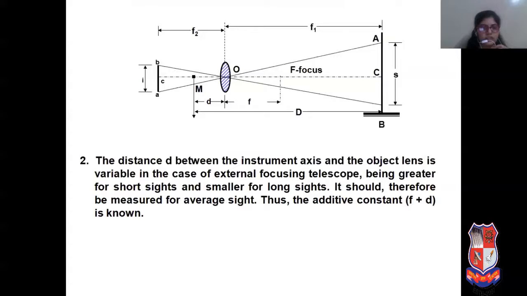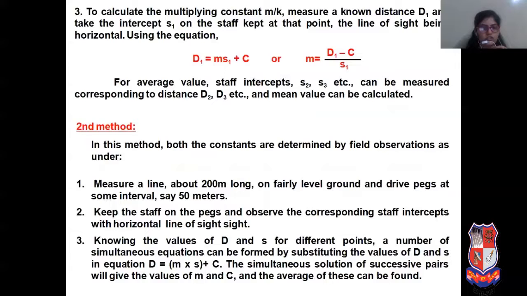The next step is the distance small d between the instrument axis and the object glass. It is variable in the case of external focusing telescope, being greater for short sights and smaller for long sights. It should therefore be measured for average sight. Thus, the additive constant is known.